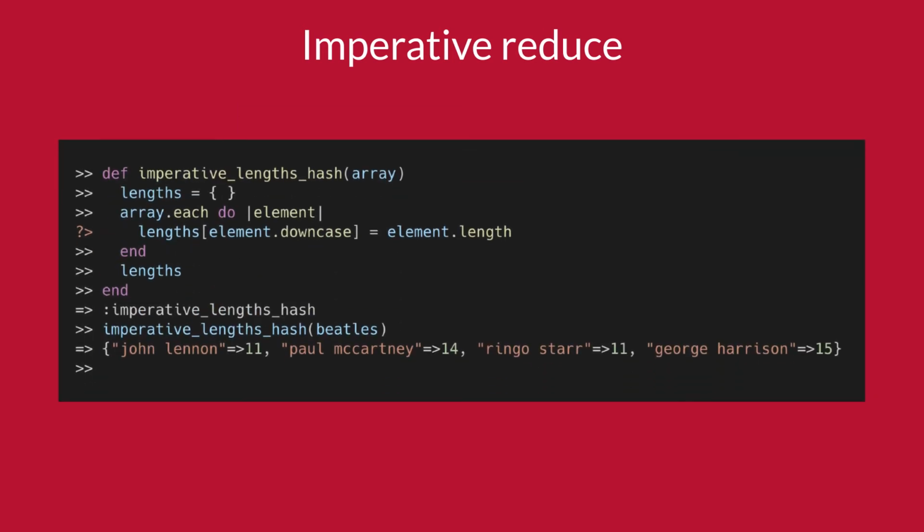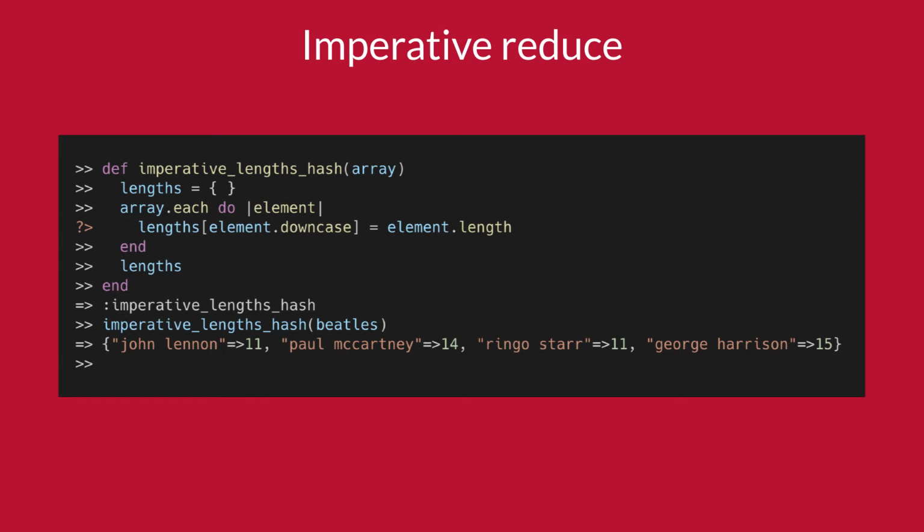For the next example, we're going to create the hash that we had mentioned. We'll define a method called imperative lengths hash that expects an array. And in this case, we'll start out with an empty hash called lengths. We'll loop through each item in the array, and we're going to add a new key value to that lengths hash, where the key is the downcased element, and the value is the length of the element. And at the end, we'll return that new hash that we created.